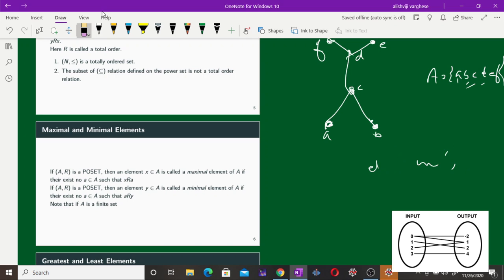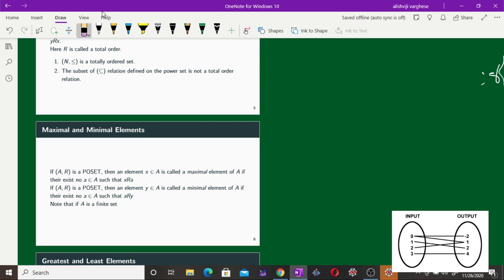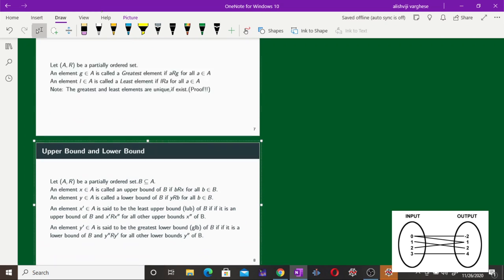Now, a particular partially ordered set may have a number of minimal elements and a number of maximal elements. Now let us move on to the next definition.